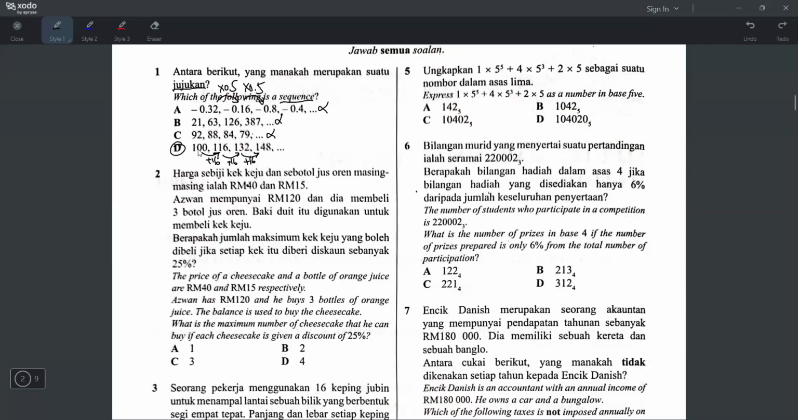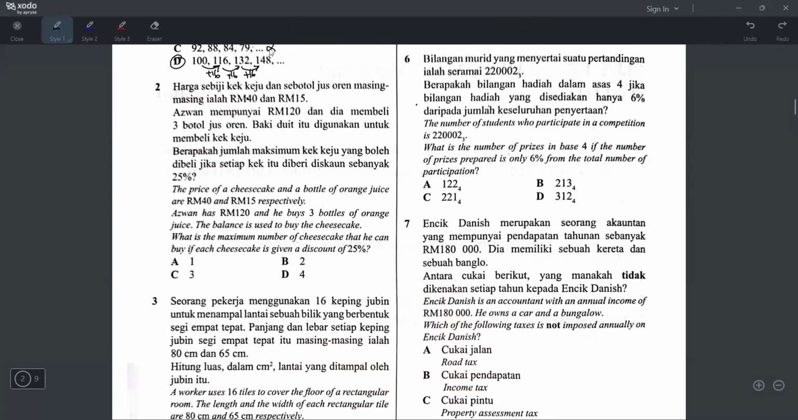And the pattern here is tambah 16, tambah 16, tambah 16. So D is the answer, because the nilai yang tambah ni sentiasa sama. Okay? So that is why number 1 is the answer. Okay, sudah siap. Okay, continue.